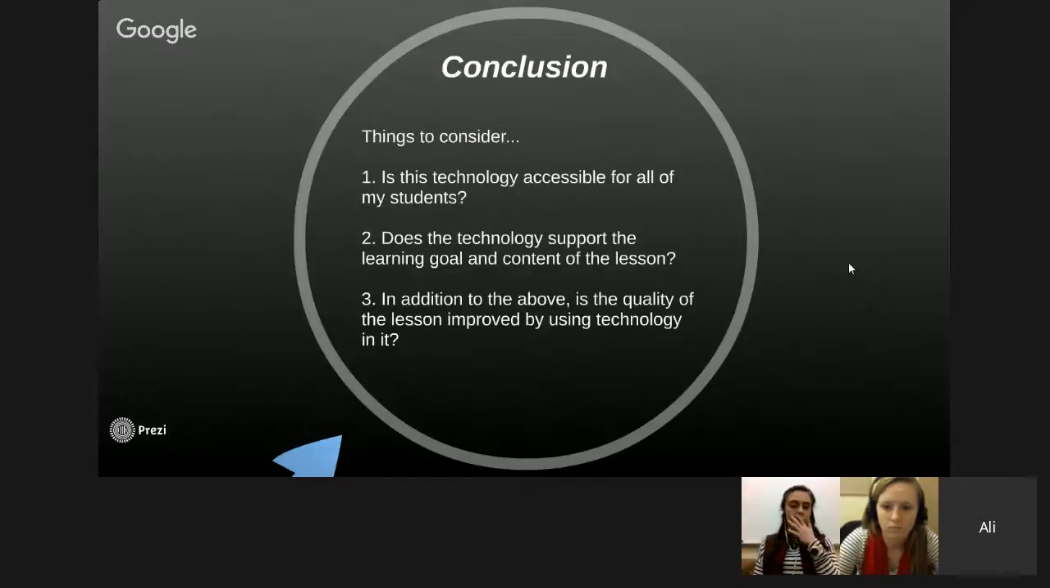Obviously, you don't want to have technology incorporated into your lesson that doesn't apply to what you're trying to teach in the classroom. And in addition to that, is the quality of the lesson improved by using this technology? Are you just adding technology for the sake of adding it, or does it really improve the quality of learning for your students?